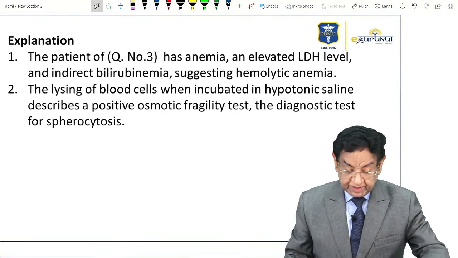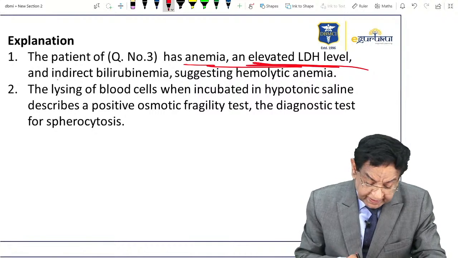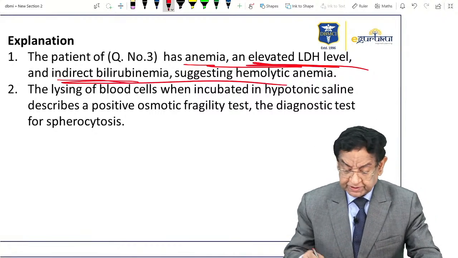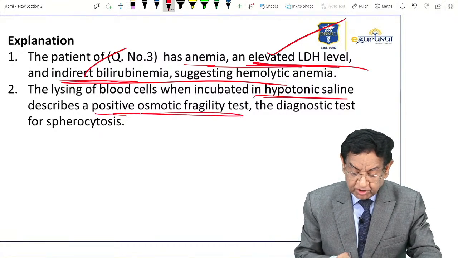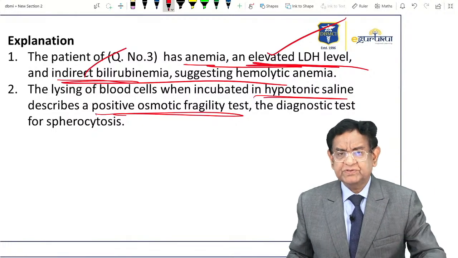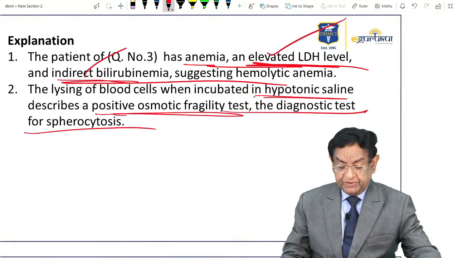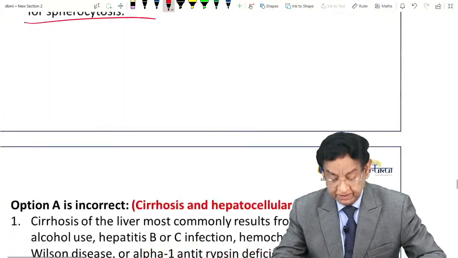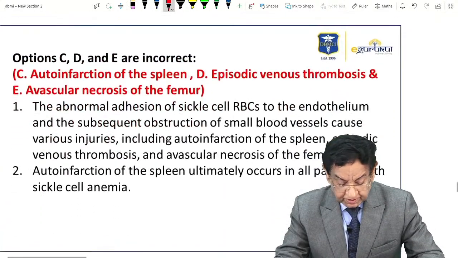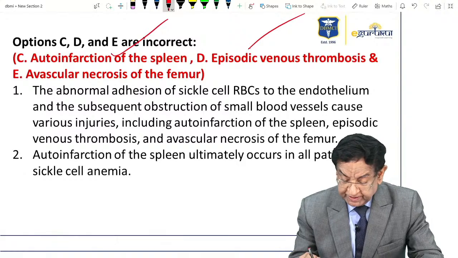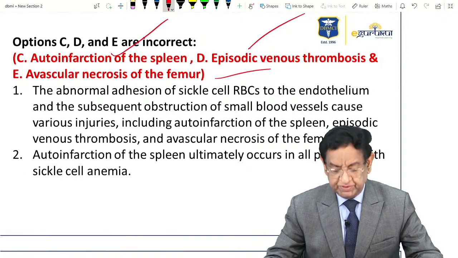So in this question, anemia is there and raised LDH, the point I told you, which indicates hemolytic anemia. Indirect hyperbilirubinemia again indicates hemolytic anemia. And we incubated with a hypotonic fluid, which means a positive osmotic fragility test. In hereditary spherocytosis, the very, very important test is the osmotic fragility test. It is diagnostic for hereditary spherocytosis. As I told you, there is no correlation of cirrhosis and hepatocellular carcinoma with hereditary spherocytosis. And autoinfarction, episodic venous thrombosis, and avascular necrosis, which you have already written, are not related to hereditary spherocytosis.